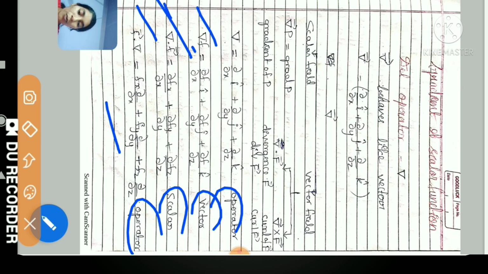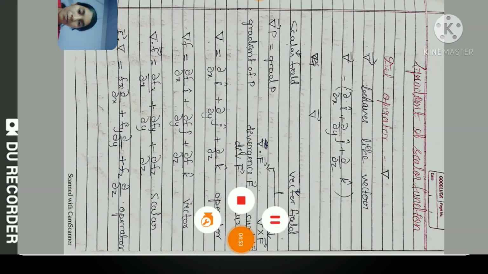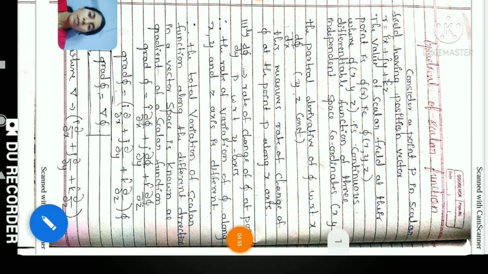So let's move to the next one. Coming to the next point, that is the gradient of a scalar function. So how do we get this operator, the del operator?